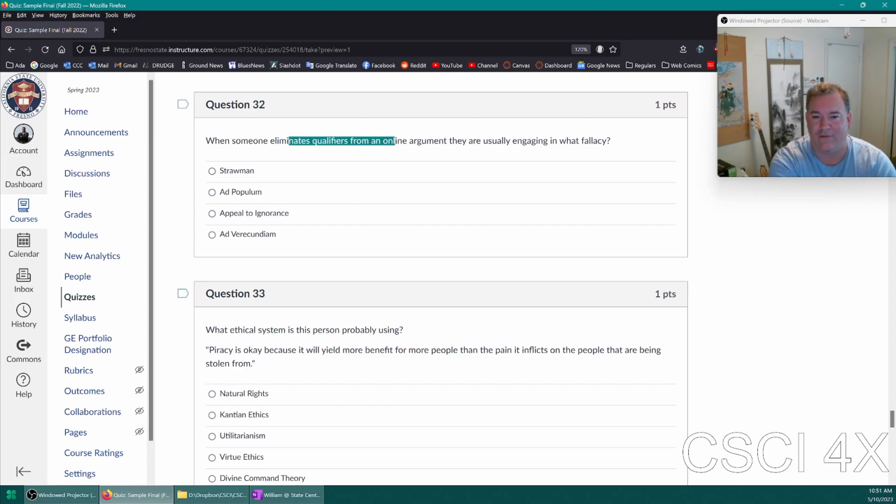When people eliminate qualifiers from an online argument, that's straw man. Hey, I think we should cut down a few trees in the national parks to reduce fire risk. Why do you want to kill all of the trees in the national park? Straw man. It's also black and white thinking, black and white fallacy.